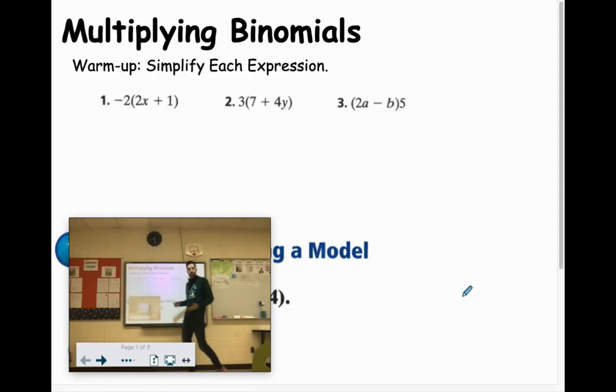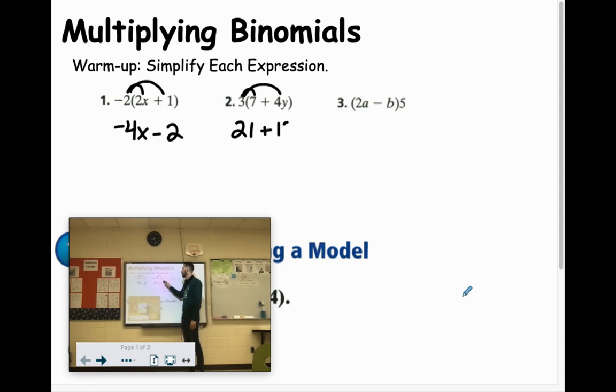All right, in our last adventure, we were multiplying polynomials, many, by a monomial, one. We were distributing it to everything, very similar to what we have here. So negative 2 times 2x would be negative 4x. Negative 2 times 1 is negative 2. 3 times 7 is 21. 3 times 4y is 12y.